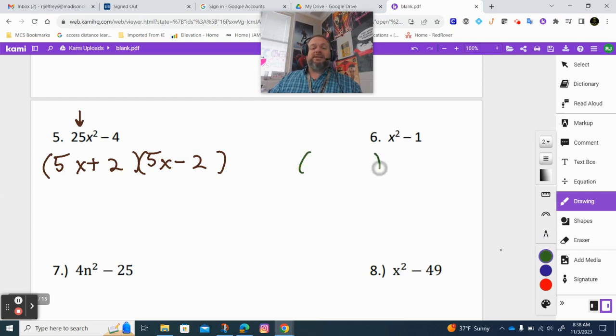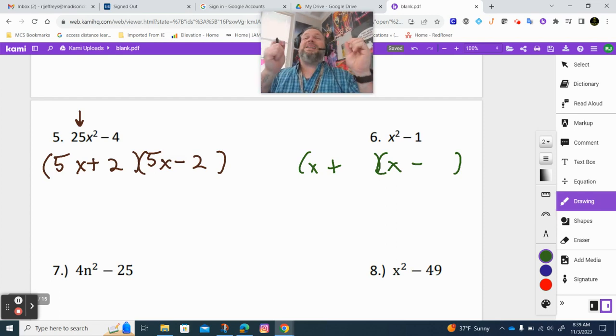All right. Number 6 is the hardest one on the paper. Everybody put on your thinking caps. What is the square root of 1? One.